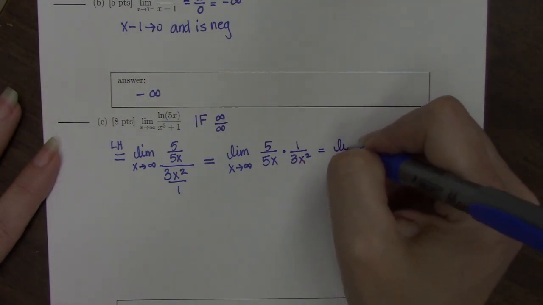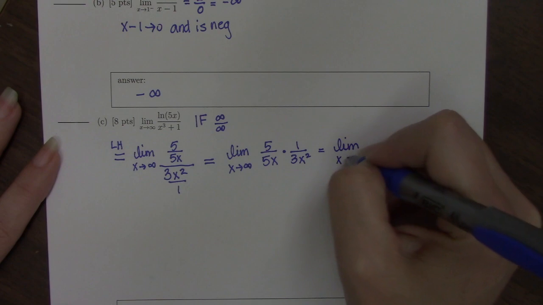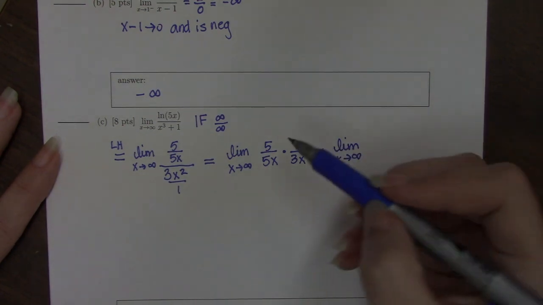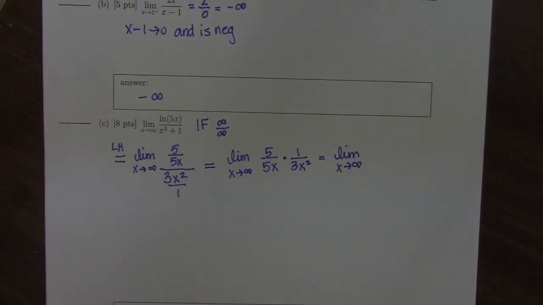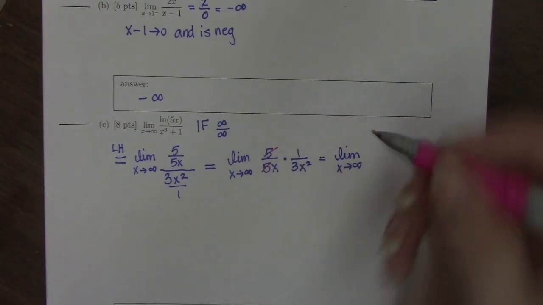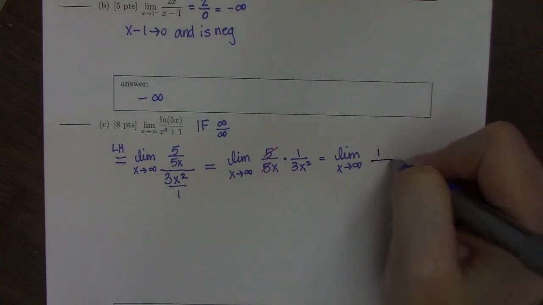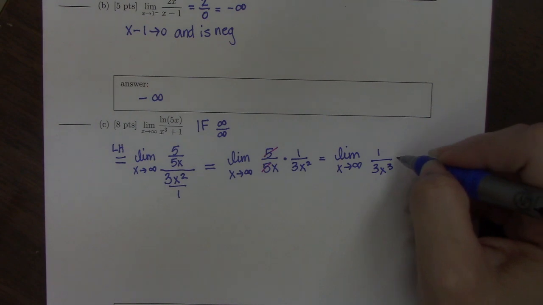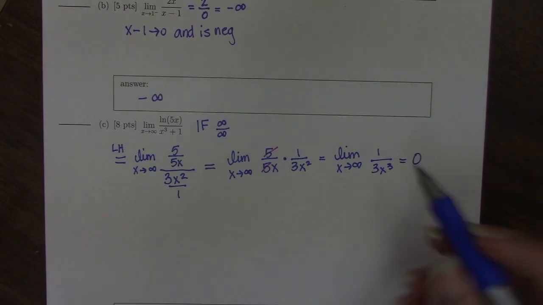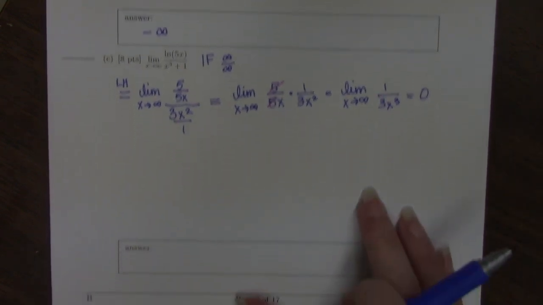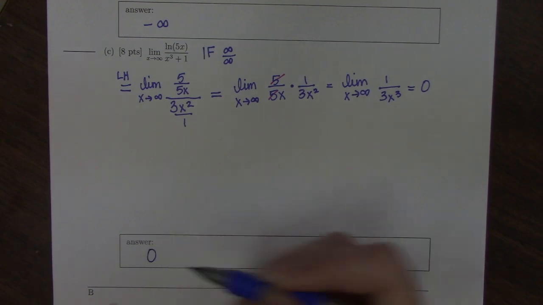I'm going to take this out one more step just to clean it up a little bit. And I can see here that my 5's cancel. And now all I need to do is evaluate the limit of 1 over 3x cubed. And this limit is going to be 0 as x goes to infinity. So my final answer is 0.